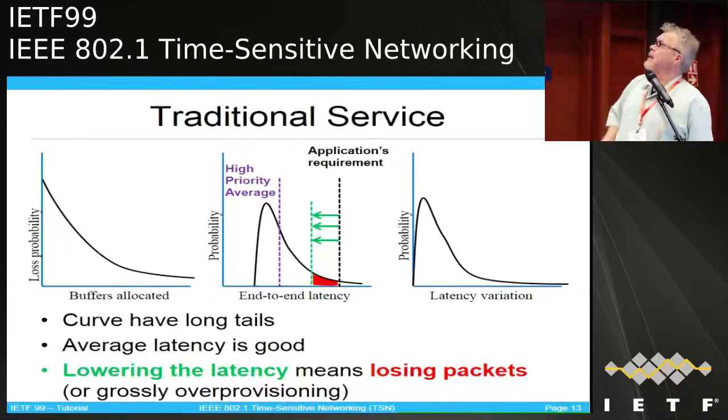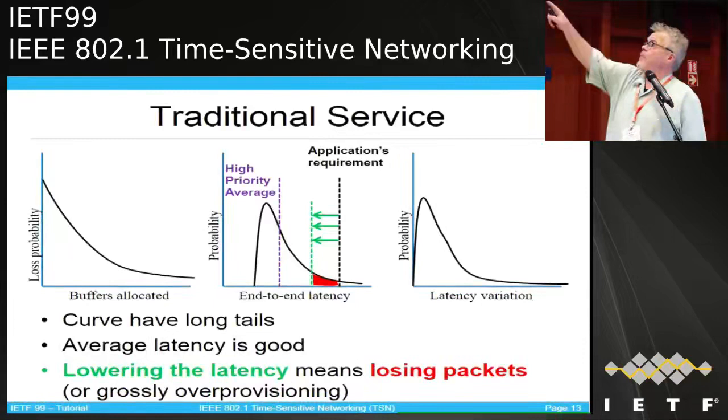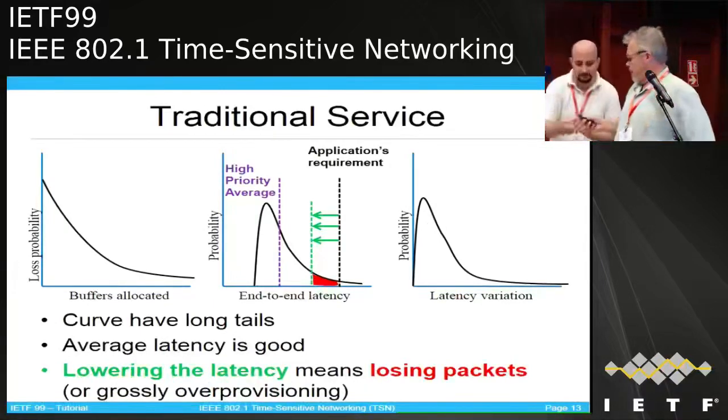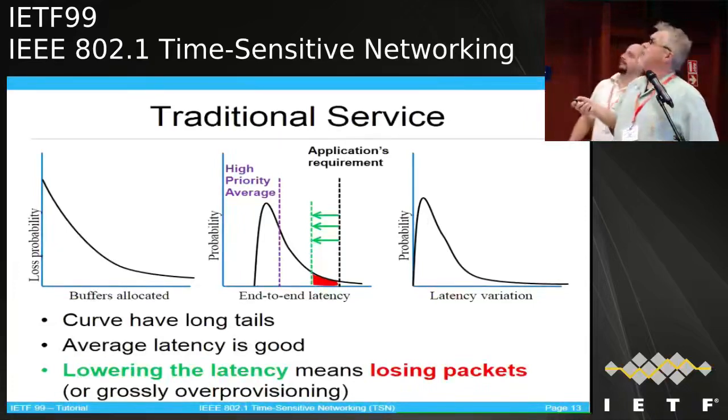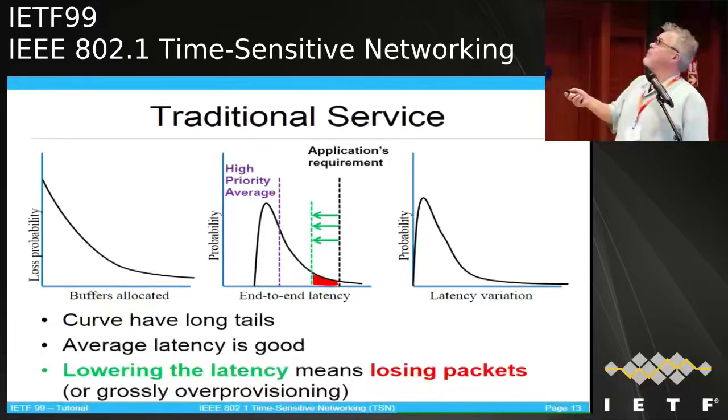The usual best effort kinds of service: the more buffers you allocate, the fewer packets you drop. If you look at what is the latency for an average packet, you find there's a minimum. It's got to get to where it's going. So there's a minimum latency.